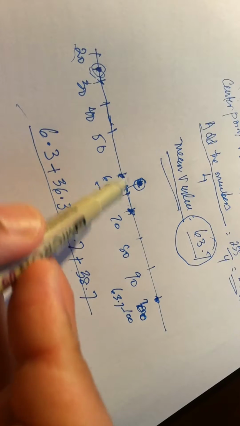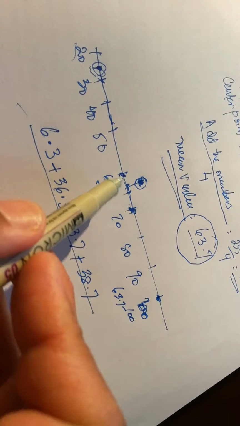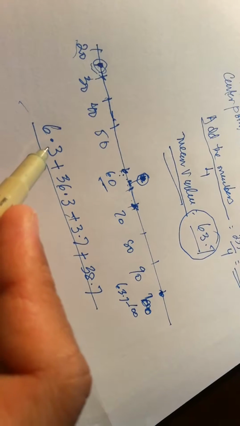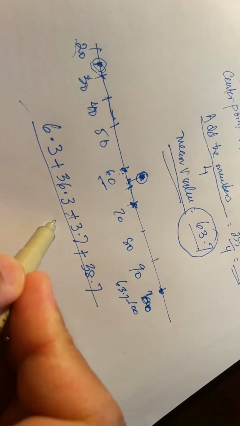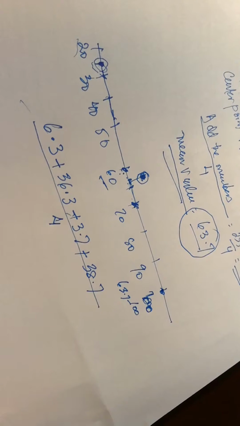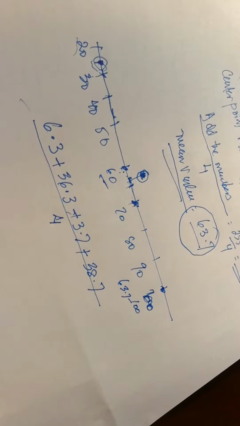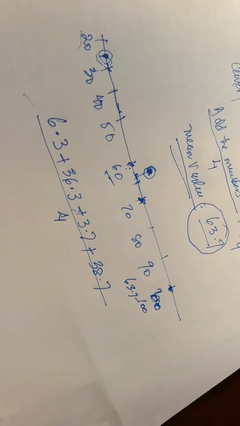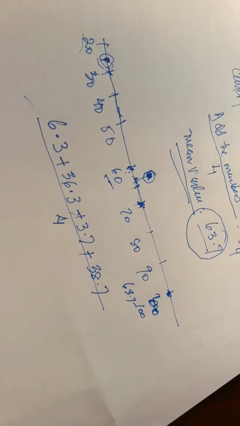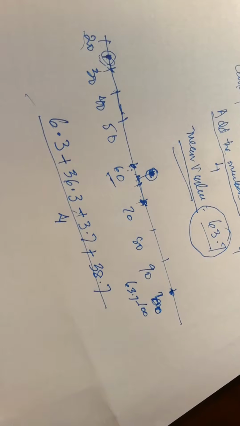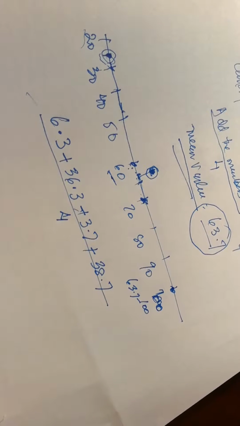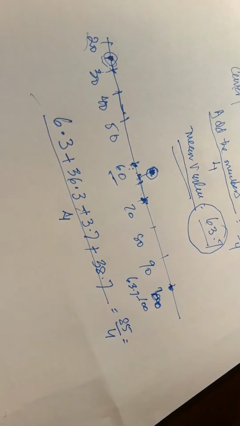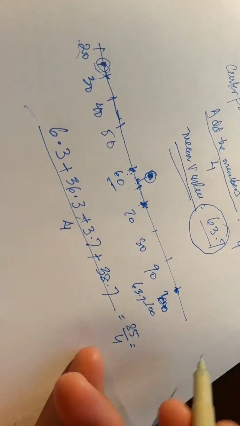Now, what are you doing when you subtract here? You're trying to find the deviation, the distance of each data point from the mean. And you divide it by the number of data points. So 1, 2, 3, 4. You divide it by 4. Let us add them together and divide it by 4. 38.7 plus 3.7 plus 36.3 plus 6.3, that is 85, and 85 divided by 4 is equal to 21.25.